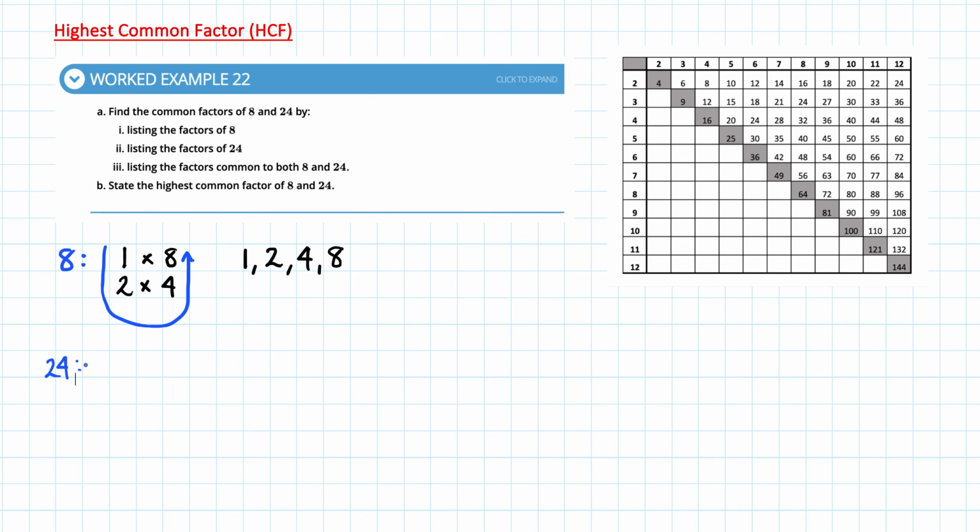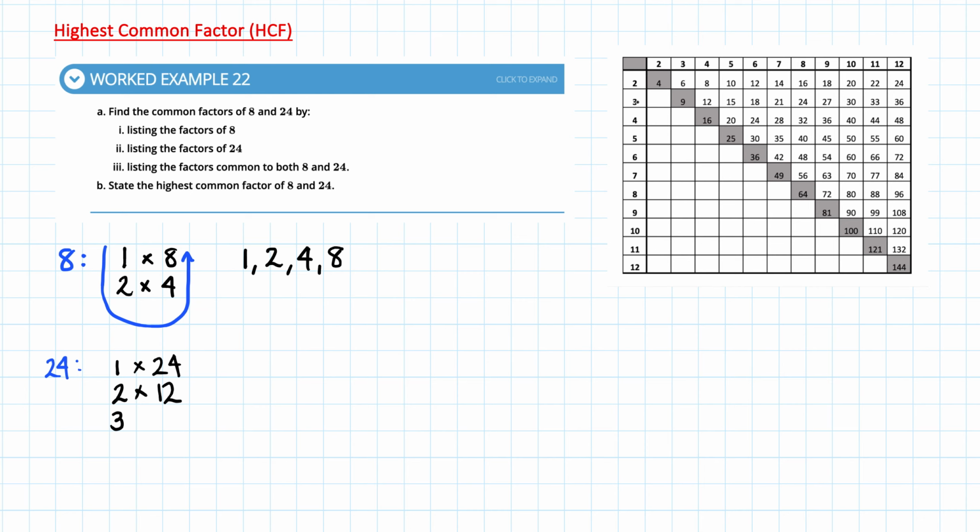Now we're going to go into 24 and we're going to do exactly the same. So I'm going to write 24. The first whole number that we always start with is 1, so 1 times 24. The second one is going to be 2. I know that 24 is even, therefore I can divide 24 by 2, and I know that is 12. Then the next one is going to be 3. I add 2 plus 4 is 6, and 6 is divisible by 3. So I know that 24 can be divided by 3.